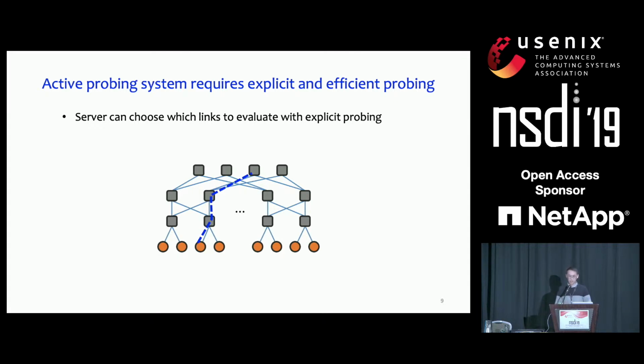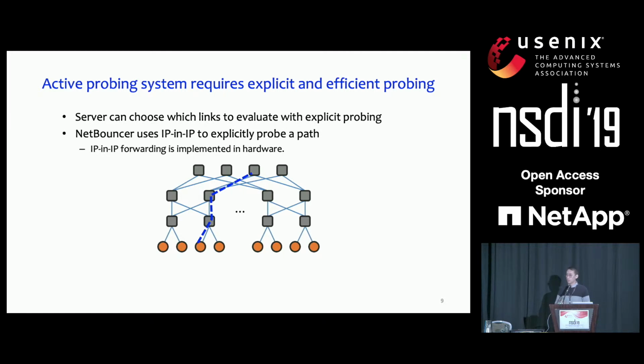probing methods like ping or traceroute don't fulfill our requirements, NetBouncer uses a technique called IP-in-IP to achieve this path probing. This IP-in-IP forwarding logic is implemented within hardware, so it is efficient without involving any switch CPU cycles. On top of this IP-in-IP, NetBouncer uses a probing strategy called packet bouncing.